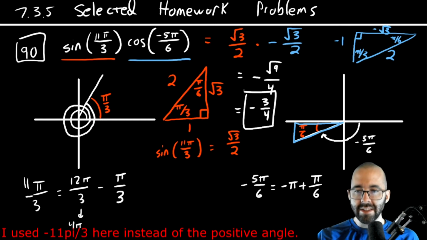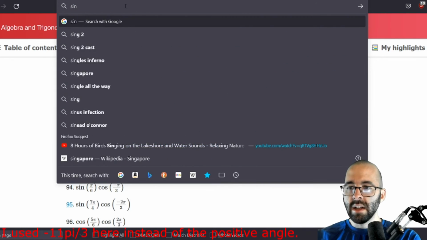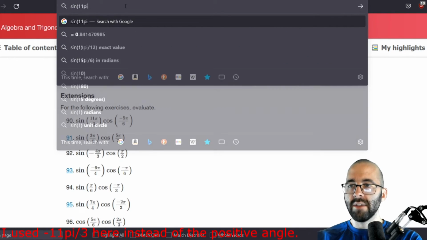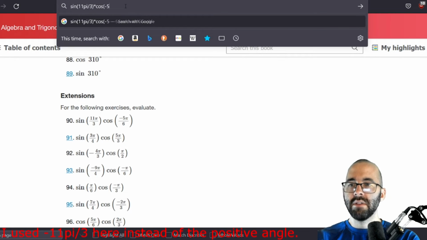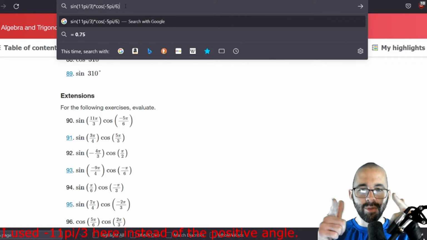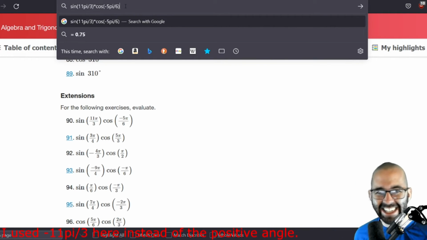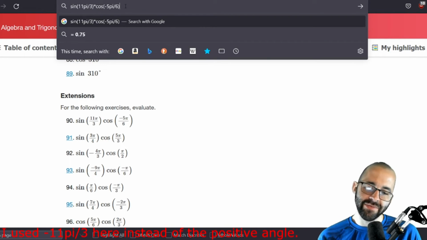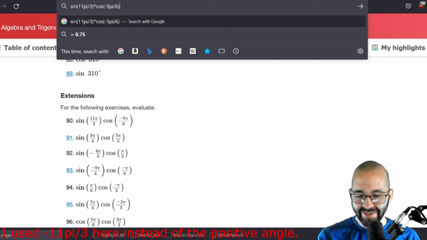Let's use a calculator. Let's see if the calculator confirms it. The sine of 11 pi over 3 radians times the cosine of negative 5 pi over 6. 0.75 is 3/4. All right, we could have used a calculator. We didn't have to do it by hand. Usually you have to do things by hand if you want an exact answer. But I fooled you guys. Actually, I didn't know the answer either. We were just figuring it out together.